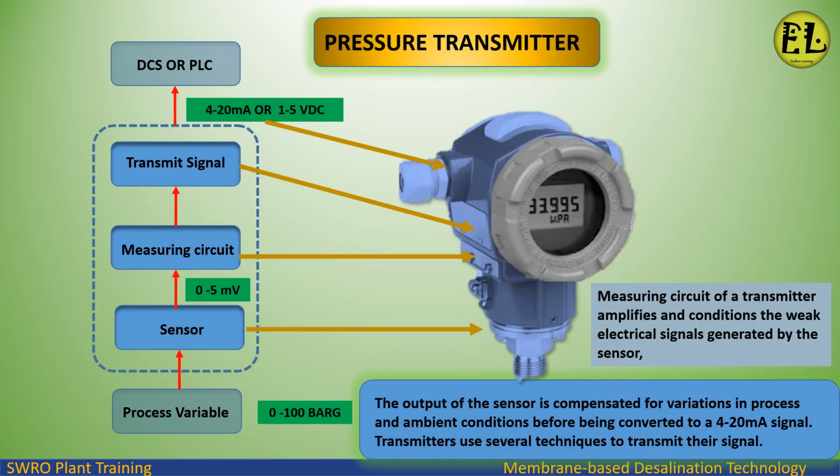A process variable pressure signal in the range 0 to 100 bar is applied as the input signal to the sensor of the pressure transmitter. The output of the sensor is compensated for variations in process and ambient conditions before being converted to a 4 to 20 mA signal or 1 to 5 volt signal. Transmitters use several techniques to transmit their signal. The measuring circuit of a transmitter amplifies and conditions the weak electrical signals generated by the sensor.